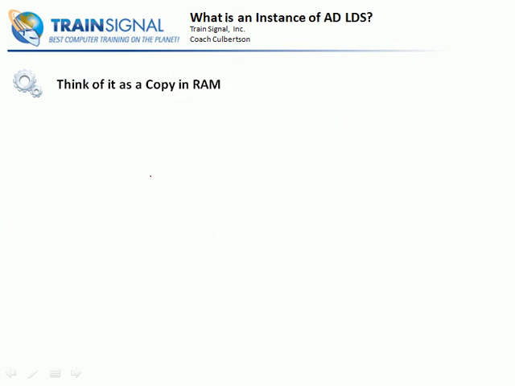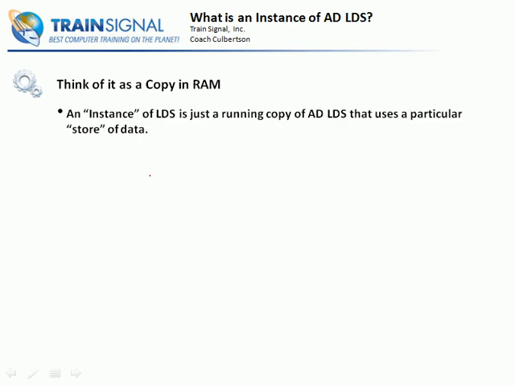So let's talk about this word that, well, it's not really a big word, but it's an important word: an instance of ADLDS. Now, basically, an instance of LDS is just a running copy of Active Directory Lightweight Directory Services that uses a particular store of data, or essentially, if we're syncing it up with our Active Directory box, maybe we might have a copy of our Active Directory database in it.